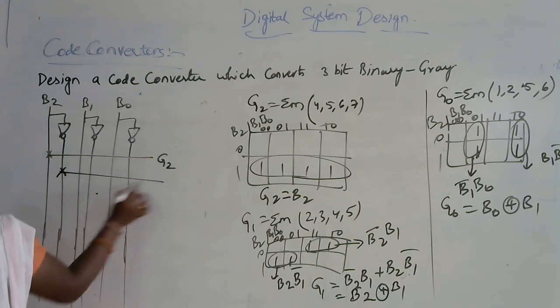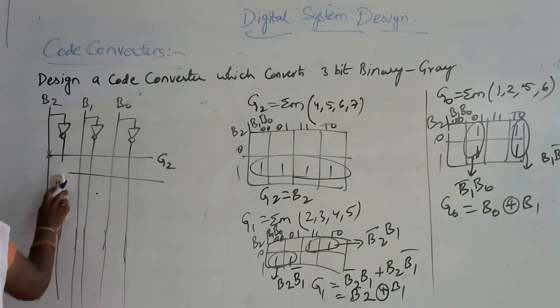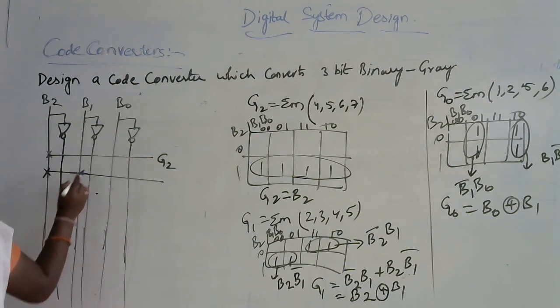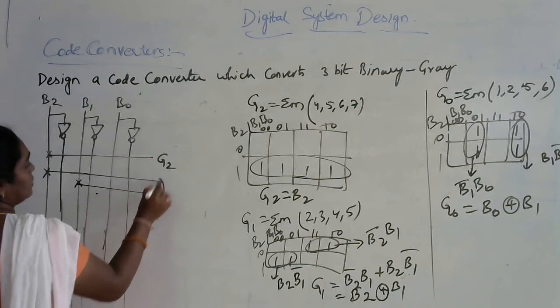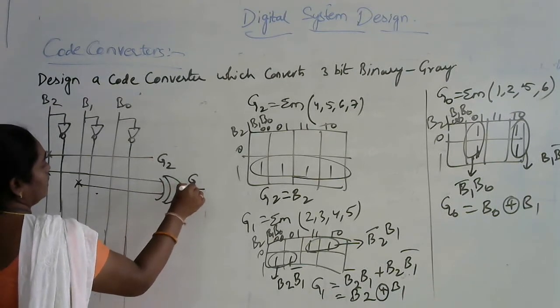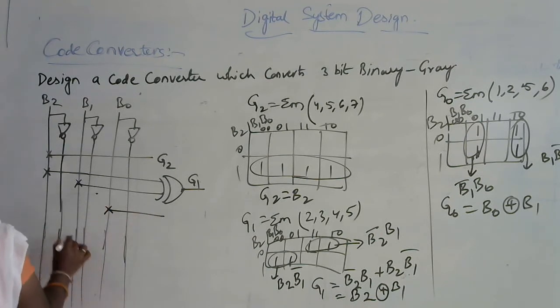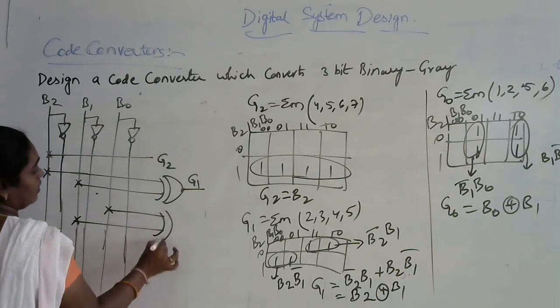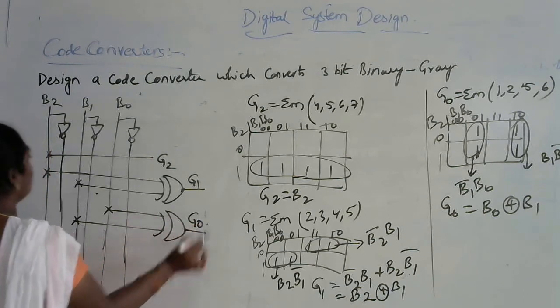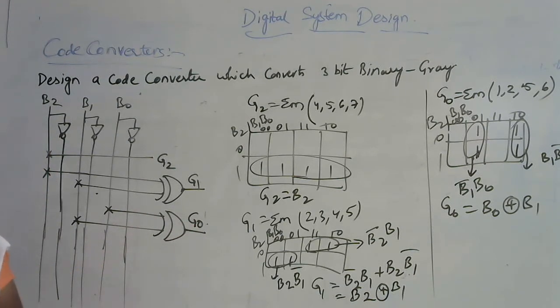This is B2, sorry, this is B2 bar, B2 and this is B1. B2 XOR with B1 is equivalent to G1. And the last one is B0 XOR with B1, again this XOR gate gives G0. So here this is the logic diagram for a code converter which will convert a 3-bit binary to gray code. So this is how to design any type of code converter.